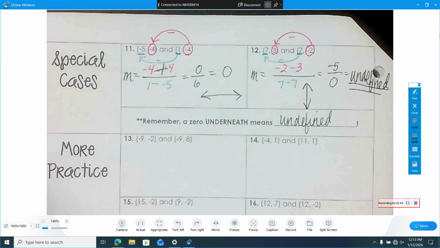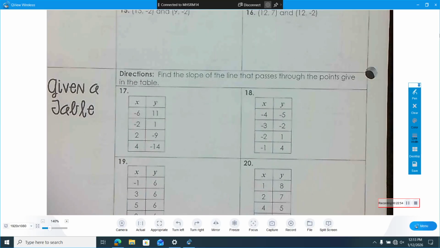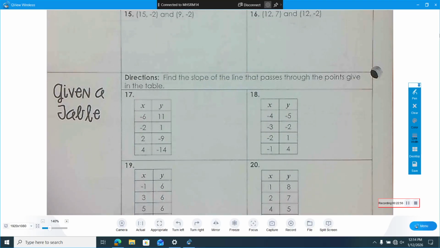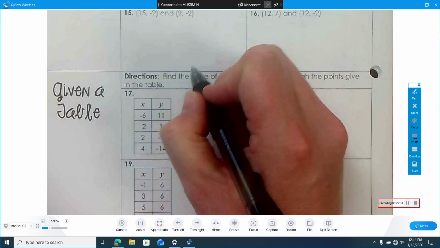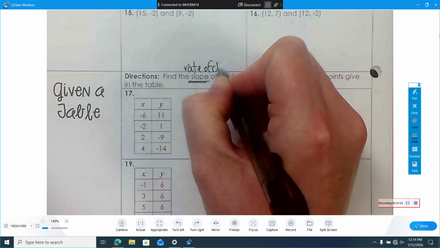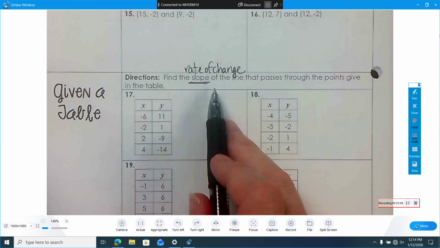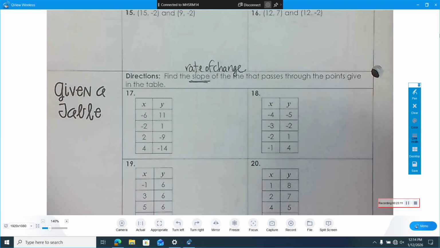We're going to skip down to given a table. We want to find the slope, and in Delta Math today, they use the phrase rate of change. They are the same thing. Rate of change and slope, same thing. So we are finding the slope that passes through the points given in the table.